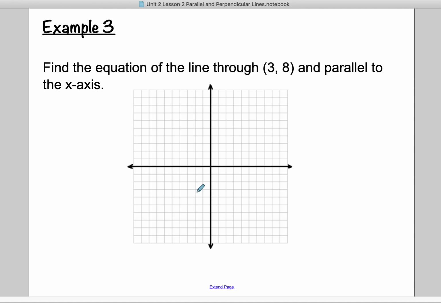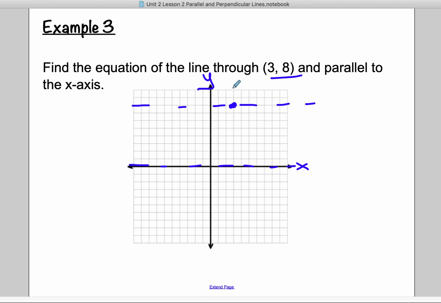Example 3 says find the equation of the line through the point 3,8 and is parallel to the x-axis. Okay, so I would plot my point 3,8. Here is 3,8. And I want it to be parallel to my x-axis. So here's my x-axis and here's my y-axis. So I want to be parallel to this line, so that means I'm never going to touch it, so I have to run this way.